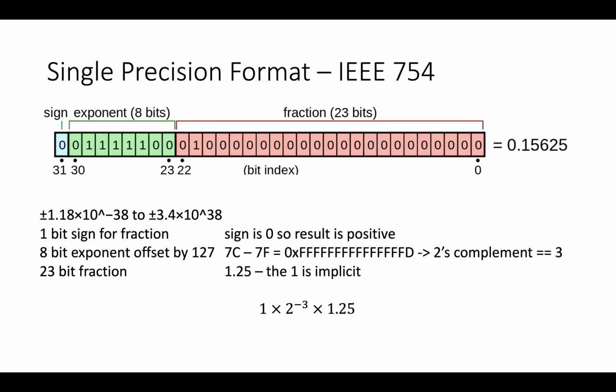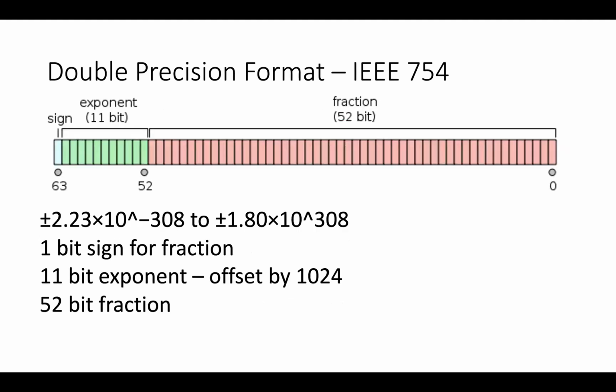Okay, so single precision will store from 10 to the -38 to 10 to the +38. That's a big, big range. Now let's look at double precision. This is ridiculous. From -308 to +308 as the exponent. So there's 11 bits, and the offset is 1024, and a 52-bit fraction.